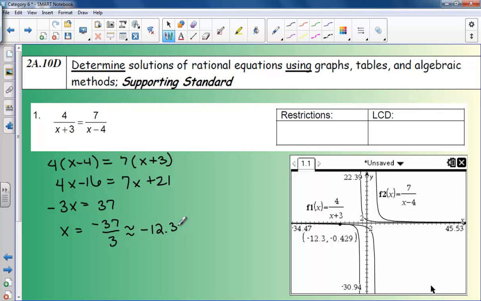12.3, the decimal. Things I need to consider here: restrictions. x cannot equal negative 3, and x cannot equal 4, because if it were equal to negative 3, I would have an undefined function here, and if it were equal to 4, I would have an undefined function here. So if I were to get those answers, I would throw them out.